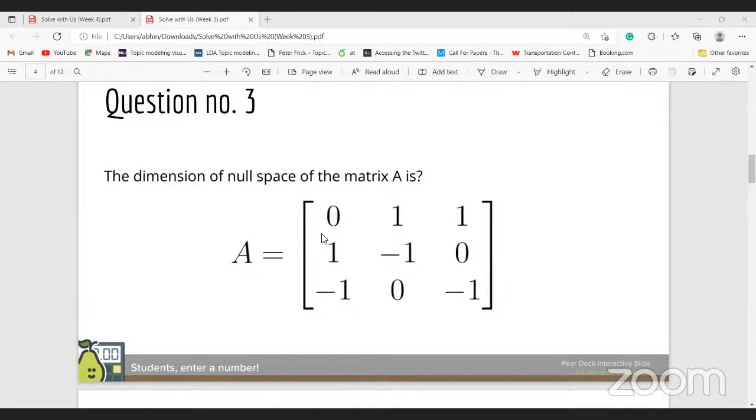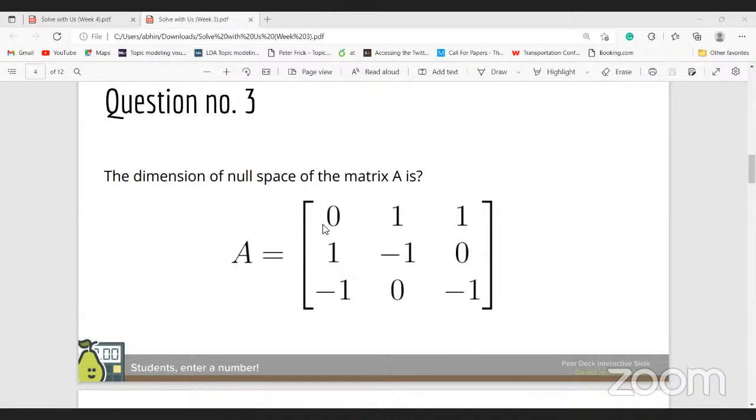Whatever is the rank, so if you see this matrix, if you add R2 to R1, you will get 1, 0, 1. And R3 remains -1, 0, -1. And then if you do R2 plus R3, then you will get 1 row completely 0. So rank here is 2.